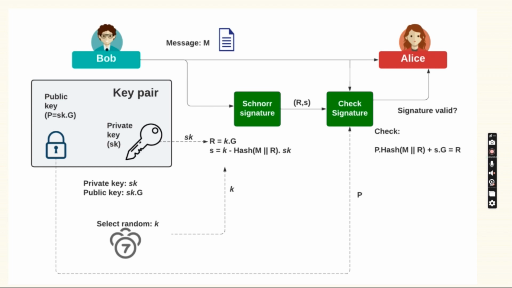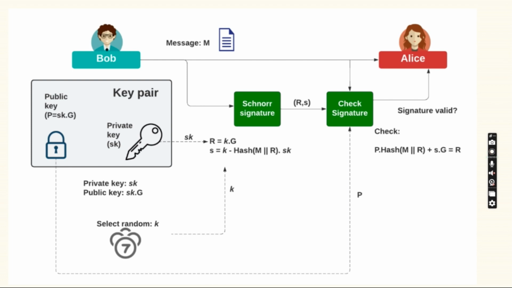As you can see in this diagram, we have Bob and Alice. Bob is sending a message M to Alice. That message M is passed to the Schnorr signature, where it takes the values R and S, and then goes to the check signature function. In the check function, we are checking whether p.hash(m || r) + s.g is equal to r, which tells us whether our signature is valid or not.